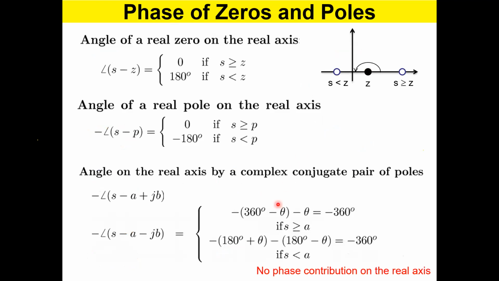What is it? 360 degrees minus theta plus theta. They are both negative because of the negative sign. The answer is minus 360 degrees. So when I say minus 360 degrees, it is equal to saying there's no phase contribution on the real axis. It is the same as saying there is no phase contribution on the real axis when the point is to the right of the real part of the conjugate pair.